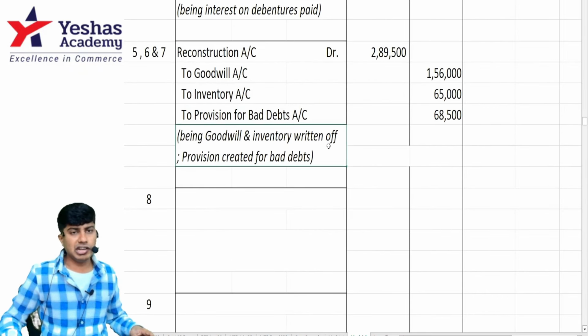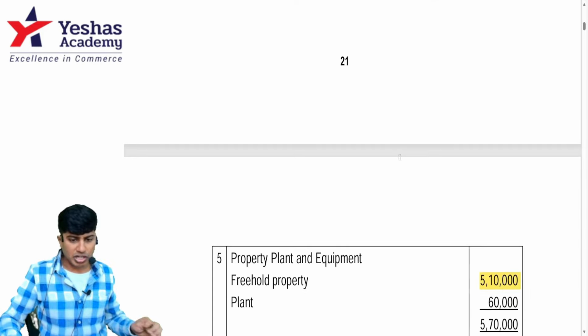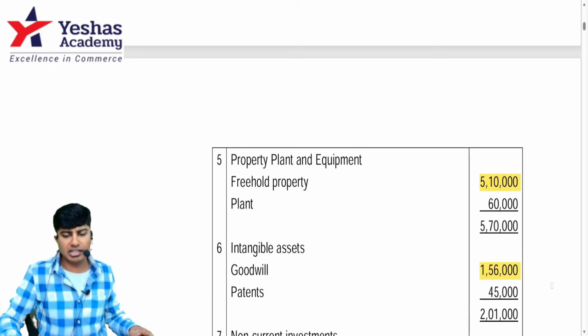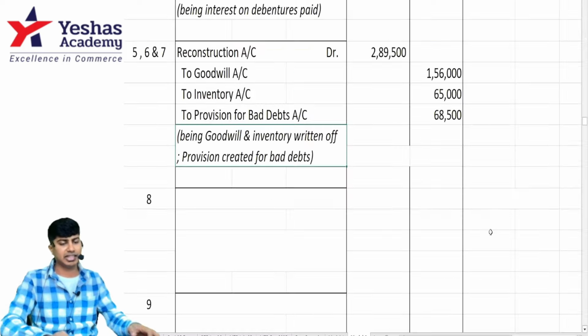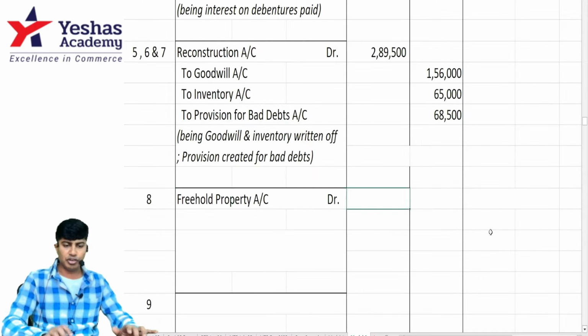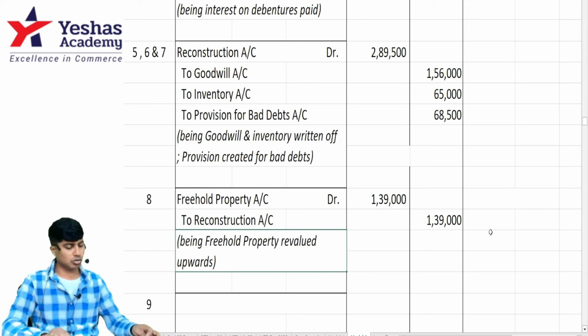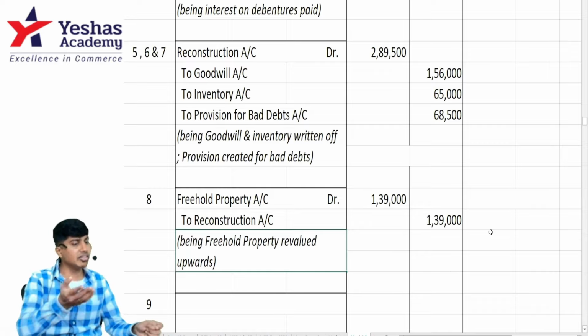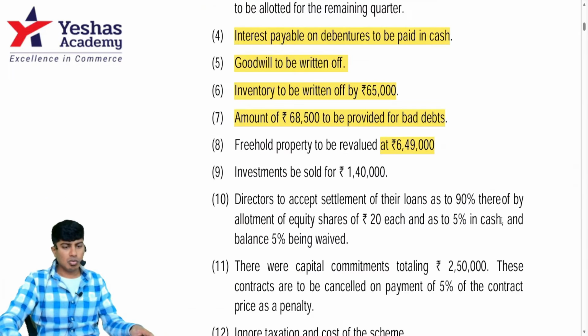Now we will do upward revaluation of freehold property. Freehold property is revalued at 6 lakh 49. What is the freehold property value here? 5 lakh 10. 5 lakh 10 to 6 lakh 49 is 90 plus 49, 1 lakh 39,000. Debit freehold property by 1 lakh 39. Credit reconstruction or revaluation account by 1 lakh 39. We are revaluing the freehold property upwards. I hope you understood. What's after that?